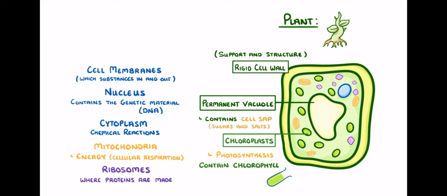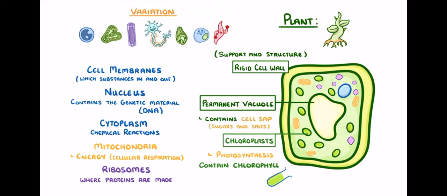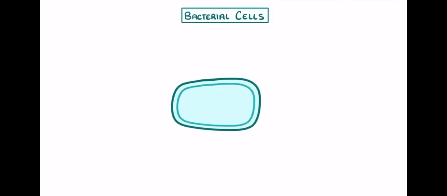Now remember that animals and plants are actually made up of millions, billions, or even trillions of these cells. And although the structures we've looked at here are a good starting point, there is actually a lot of variation among cells, and different types can look very different. The last thing we need to look at are bacterial cells. Bacteria are prokaryotes and consist of a single prokaryotic cell, so we can call them unicellular, meaning one cell.